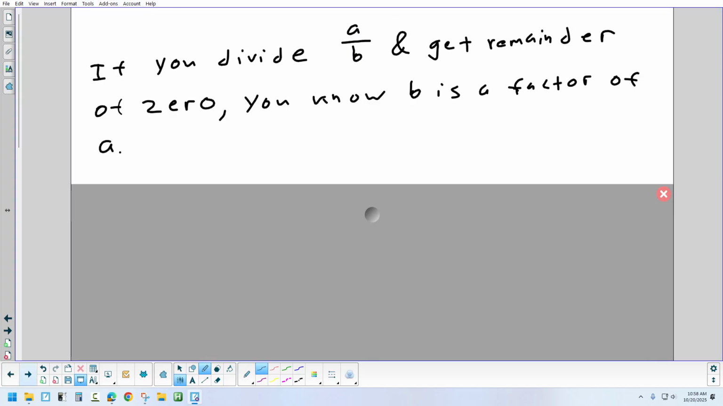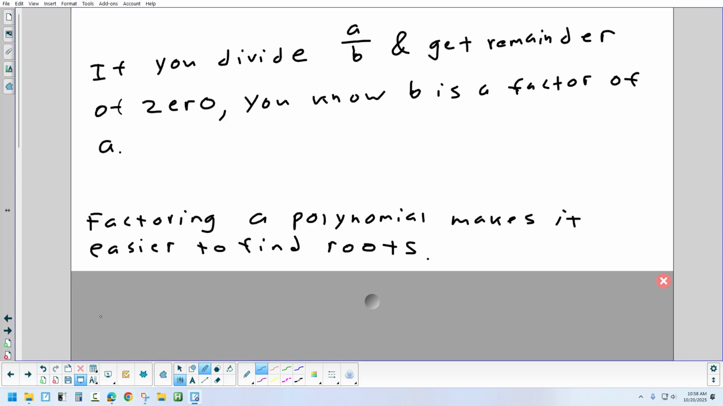So I already mentioned that to you. If you divide two things and you get a remainder of 0, then you know what you divided by is a factor. So the reason that we would want to figure factors out is because sometimes we have an equation and we have to figure out what makes it 0. If you can factor it, it's going to make figuring out the zeros easier.